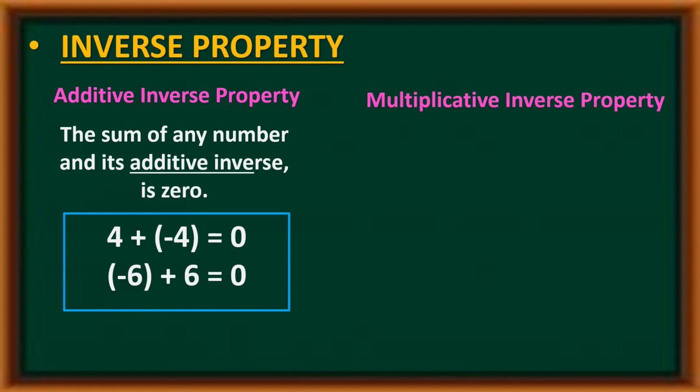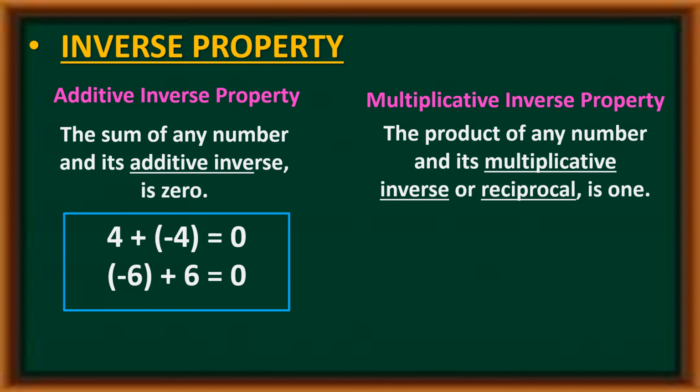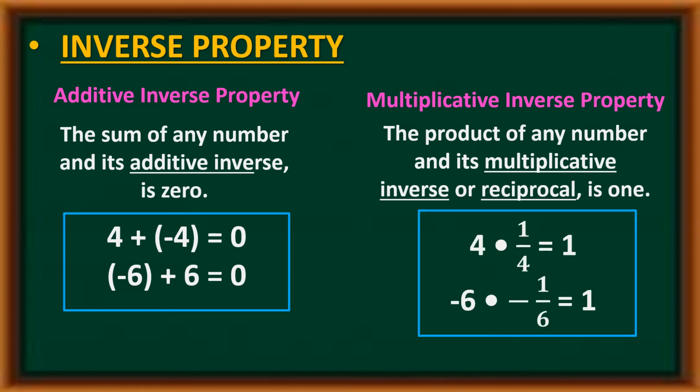Next, we have the multiplicative inverse property. The product of any number and its multiplicative inverse or reciprocal is 1. Okay, dito, meron tayong tinatawag na reciprocal or yung pinagbaliktad. Okay, example, we have 4 times 1/4 is equal to 1. Then negative 6 times negative 1 over 6 is equal to 1.